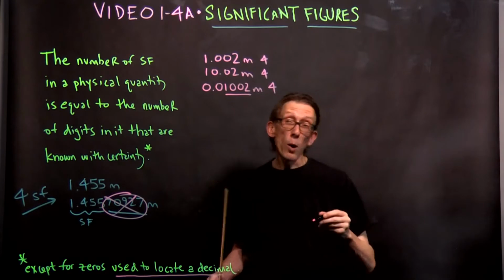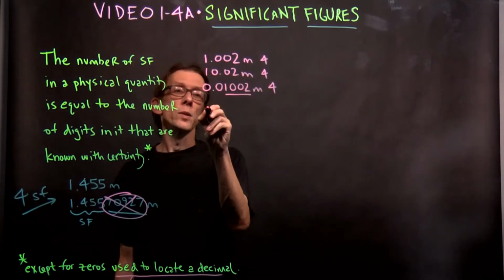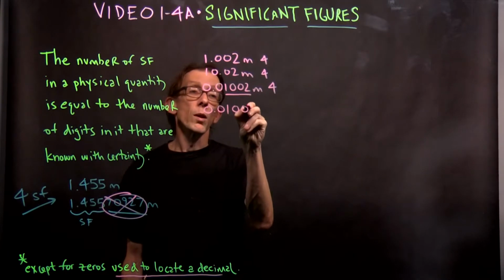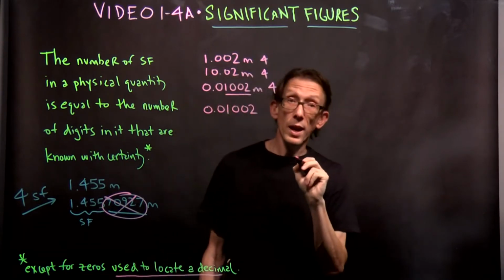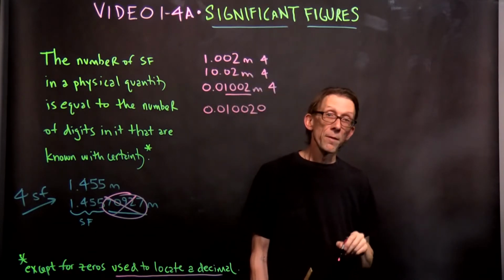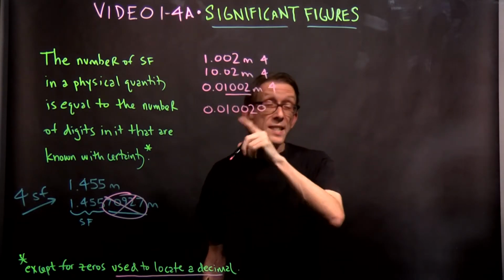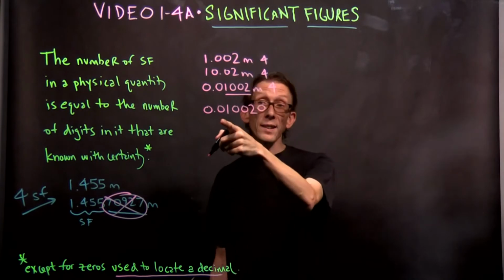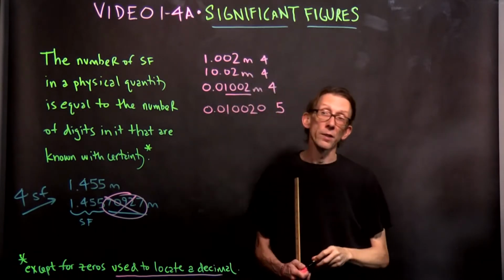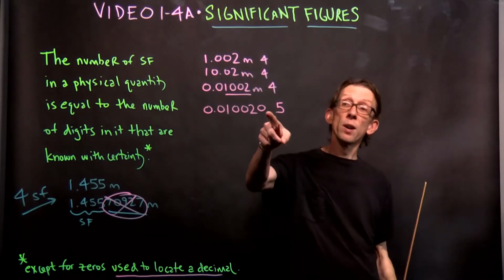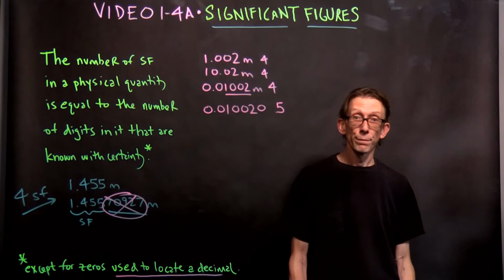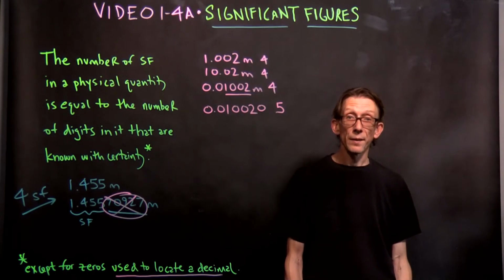As opposed to this. What if I gave you 0.01002? So far it's the same, but what if I had a 0 on the end of that? That 0 is significant. It is not used to locate that decimal. This number has 5 significant figures in it. That trailing 0 is significant.